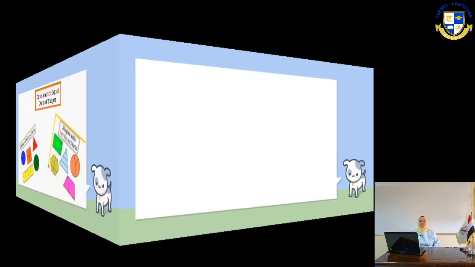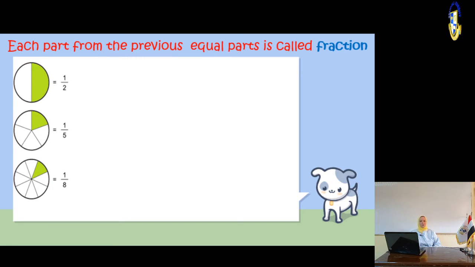Now, in the next page, each part from the previous equal part is called a fraction. Here we have three circles. The first one is cut into two parts, okay? And one part from the two is shaded. It's called half. And we represent it by the fraction 1/2. The second one is cut into 5 equal parts. And we shade only one part. And we represent it as 1/5. The next one, 8 equal parts. And we shade only one part. We can represent it as 1/8. 1/2 is called half, 1/5 is called fifth, 1/8 is called eighth, okay?